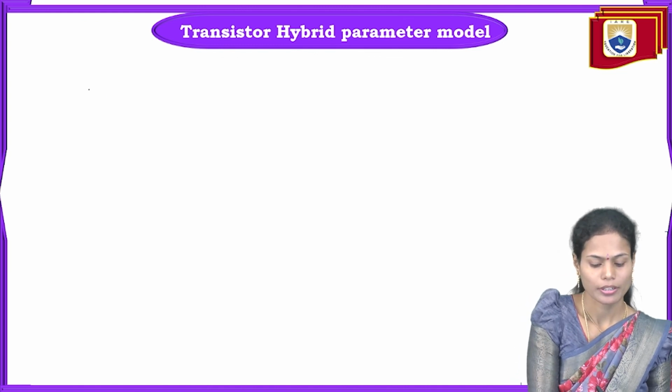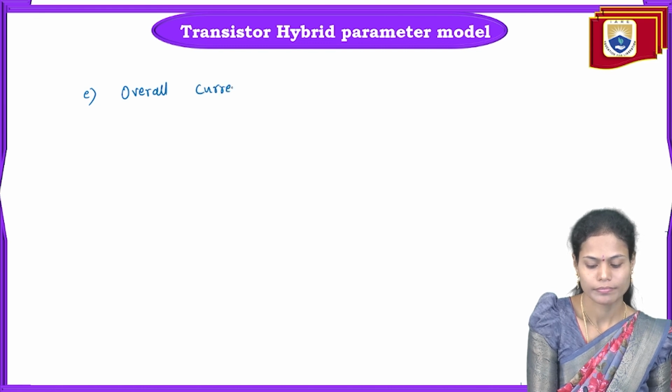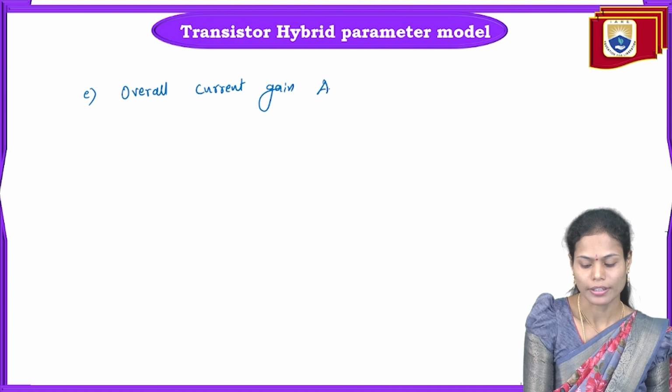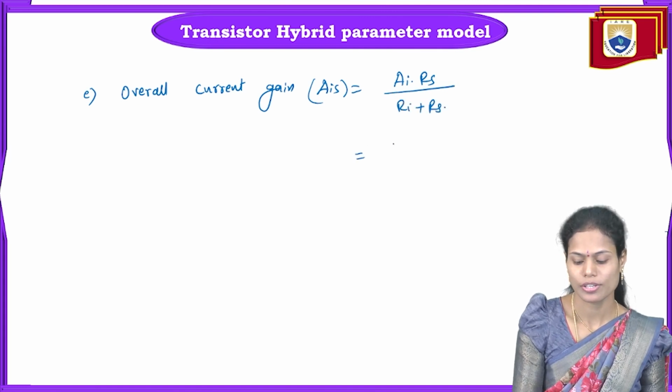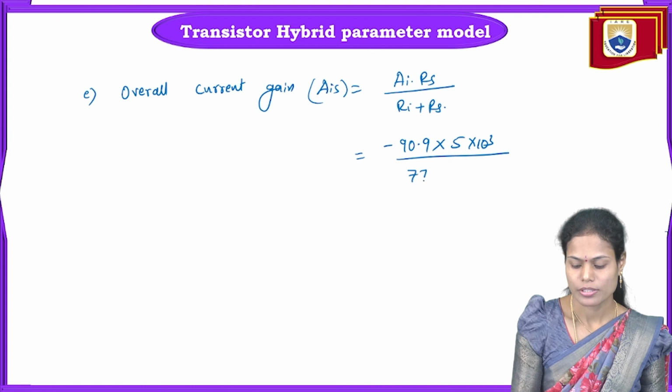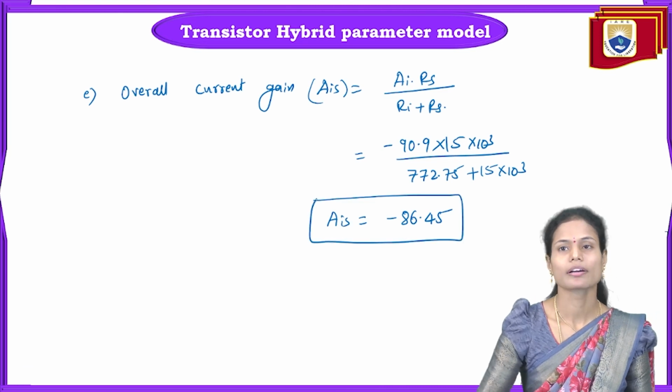And the next parameter I need to calculate here is overall current gain. AIS is equal to AI into source resistance by input resistance plus source resistance. AI value is minus 90.9. Source resistance is 15 kilo ohms, input resistance is 772.75 ohms, plus again source resistance 15 kilo ohms. So if we simplify, we will get minus 86.4. So this is the overall current gain.